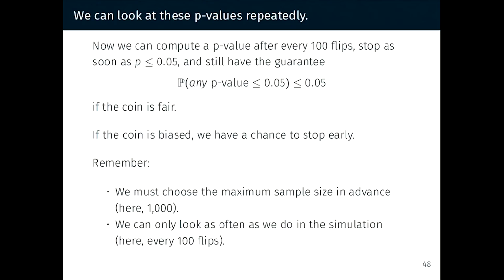And two things to remember about this procedure is we do need to choose the maximum sample size ahead of time. That was 1,000 in this example. You can't run to 1,000 and say, oh, we haven't got significance yet, I want to run new simulations with a maximum of 10,000. You can't do that. You do have to pick a maximum ahead of time, or you can inflate your type 1 error rate. And then we can only look as often as we do in the simulation. So if the simulated p-values involve looking at a test statistic after every 100 flips, you can only look after every 100 flips. You can't look after every flip and compare that p-value to this simulated distribution. So you need to still follow those two rules. Otherwise, you can still invalidate your guarantees.